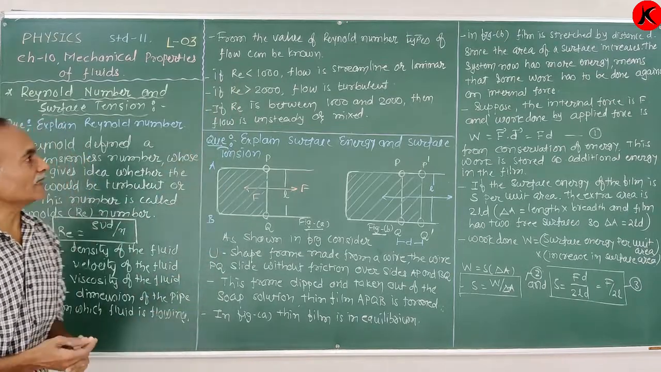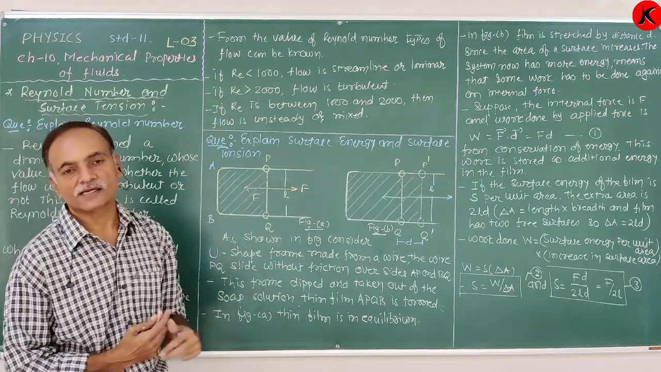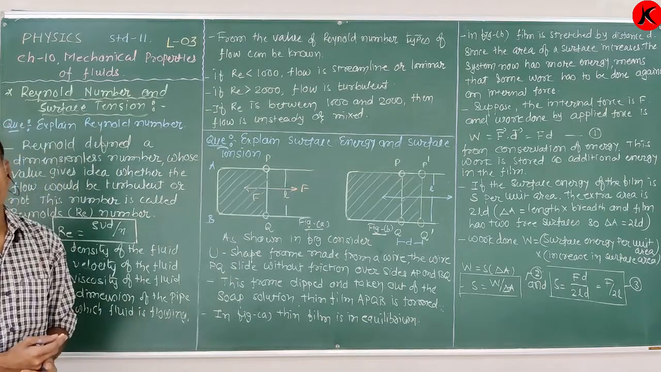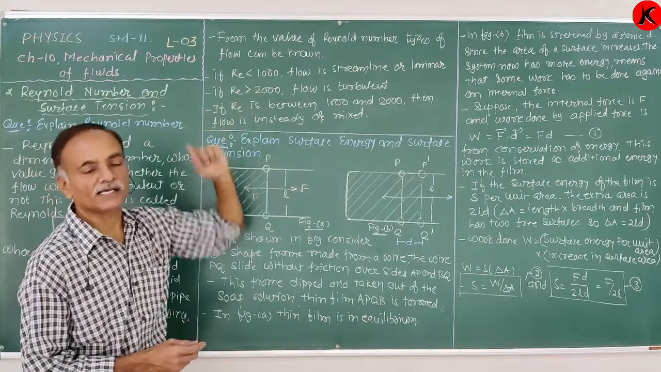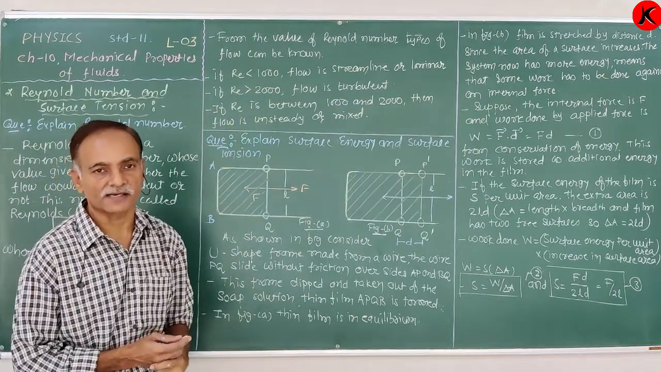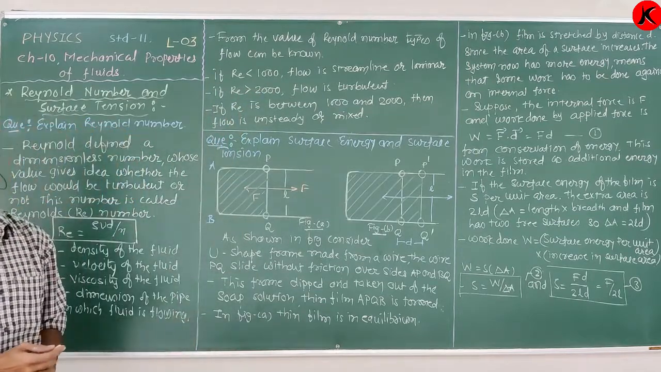If the value of the Reynolds number is greater than 2000, the flow is turbulent. If the value of Reynolds number RE is greater than 2000, therefore the flow is turbulent.